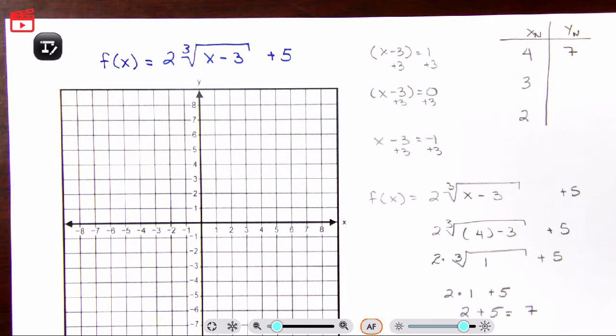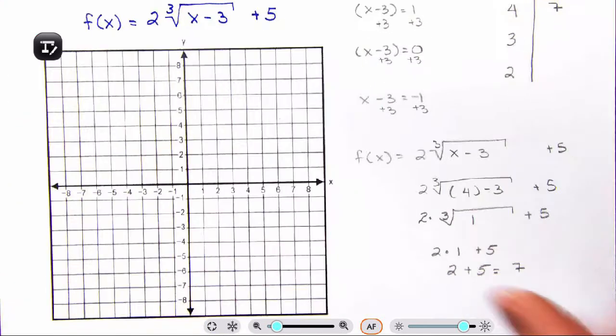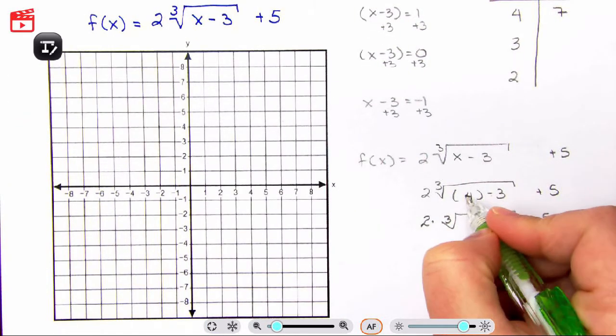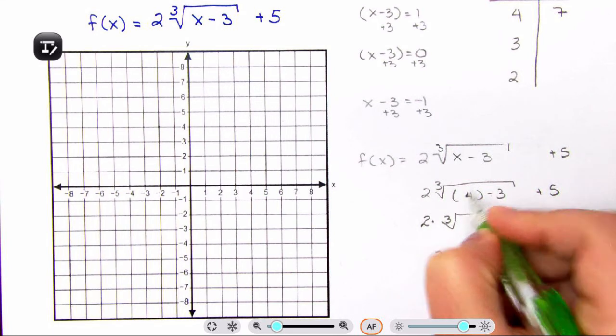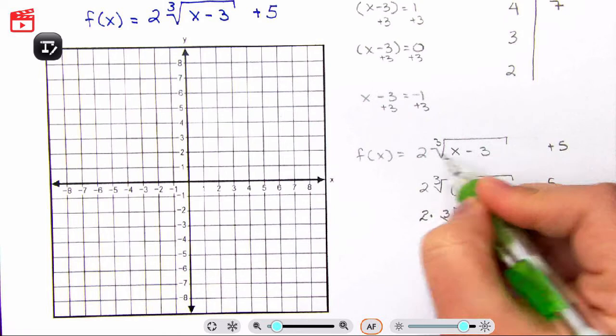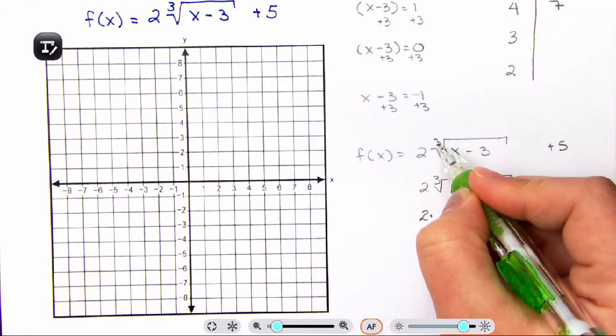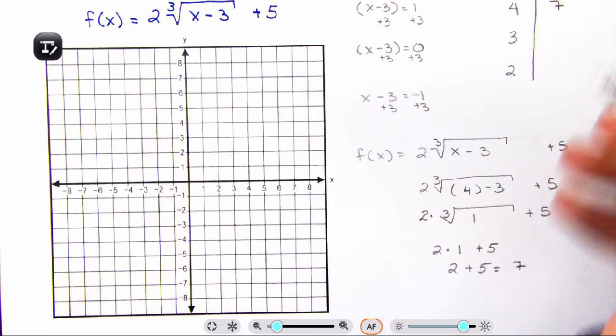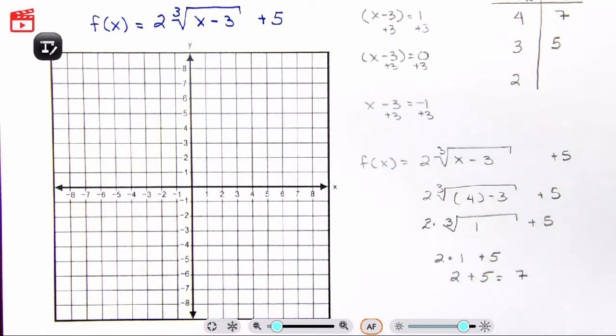Alrighty, let's go ahead and move on to the second one. So now I'm going to plug in 3 in here, and I'm going to do it in my head. 3 minus 3 is 0. Cube root of 0 is 0. 2 times 0 is 0, so my input was 3, my output was 5.